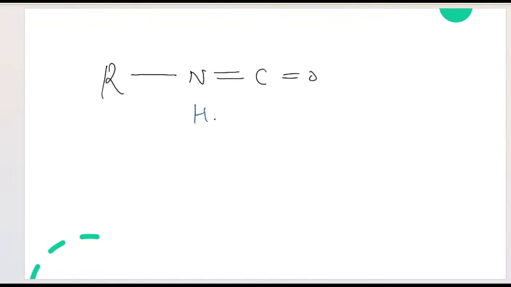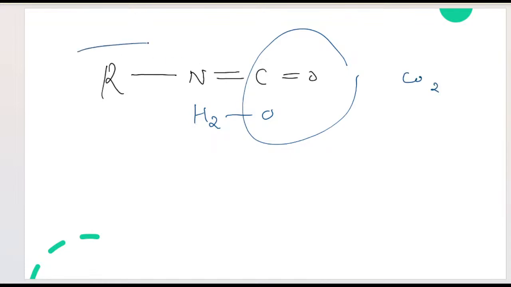Okay, let me just explain the shortcut for the hydrolysis step. So it's R, nitrogen, CO. So how to add the water? Okay, suppose I'm having water, so how to add the water? Simple, the CO2 is removed here, and whatever be the case, this is combined with this, so it's an NH2. So this is how you can directly apply the shortcut for the hydrolysis step.